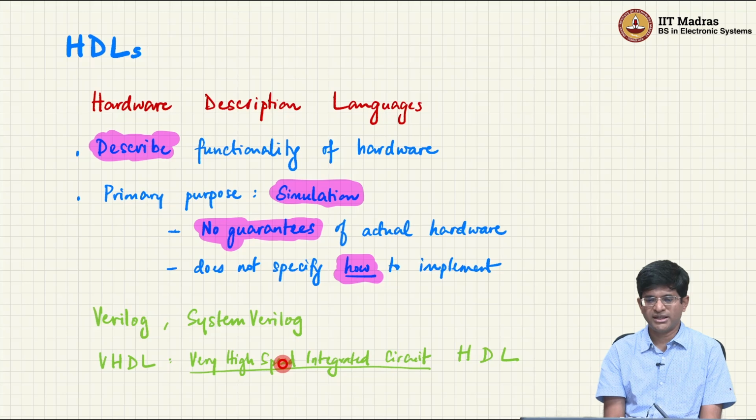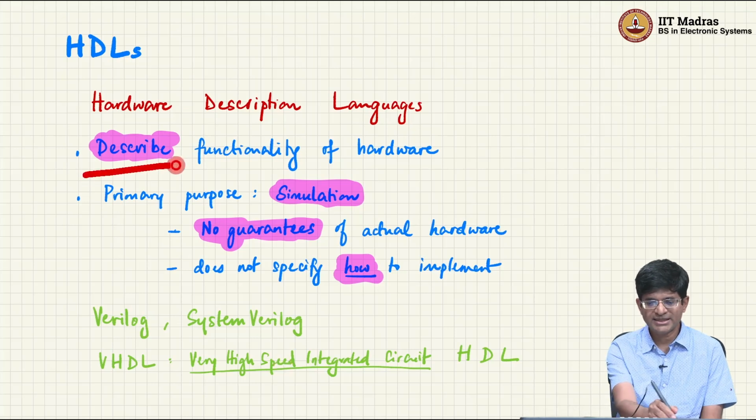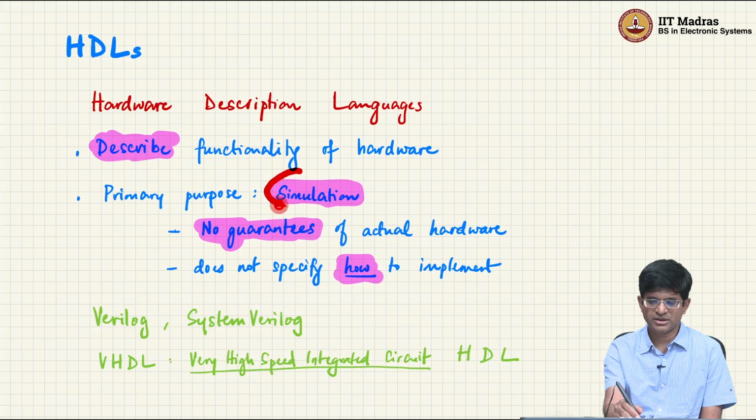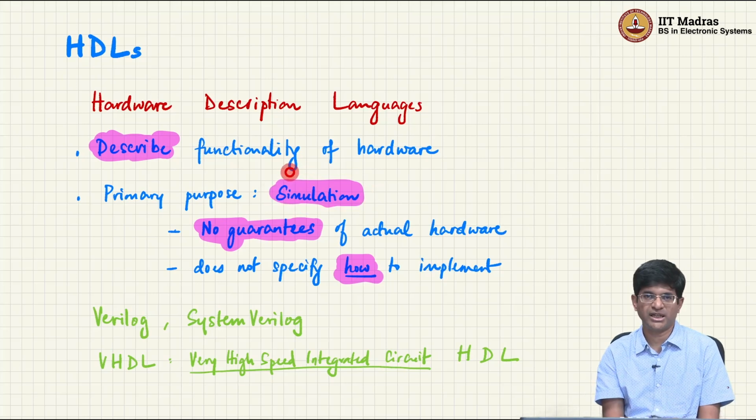Okay, so what are HDLs? They are hardware description languages. That's what HDL stands for, right? And as the name suggests, they are used to describe the functionality of hardware. The primary purpose of HDLs from the start was simulation, meaning that once you have described the expected behavior of a module, you want to be able to simulate it, apply tests to it and see how it behaves under those test conditions, which does not necessarily correspond to hardware.